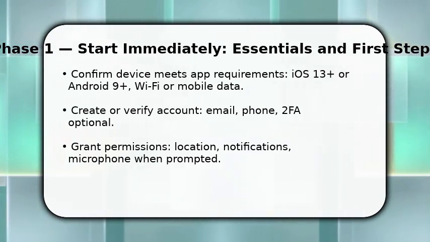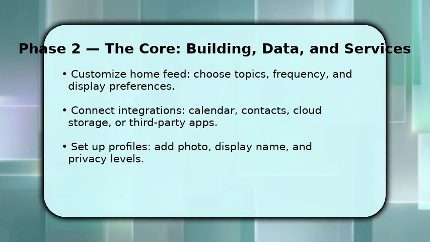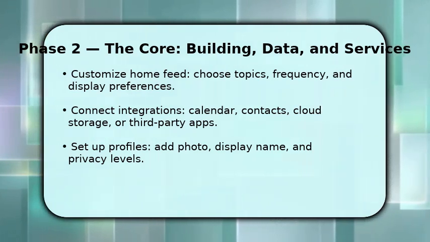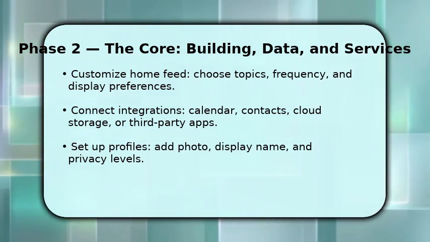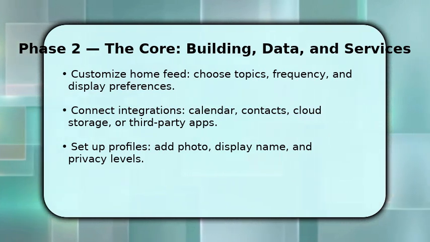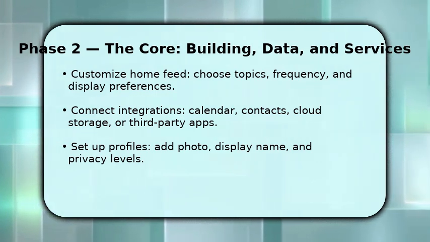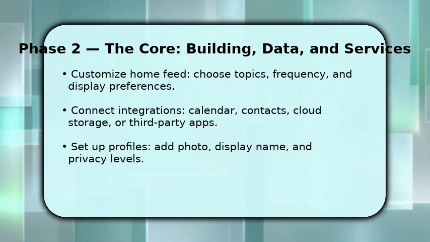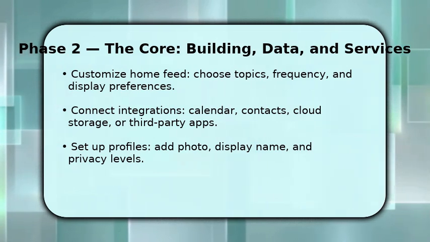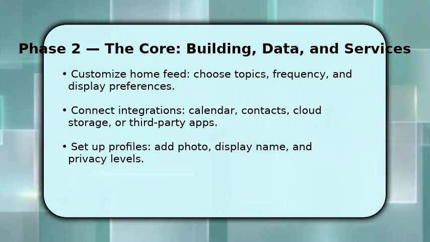Once on the dashboard, configure core features to match how you work. Tap Settings, then personalize your home feed, select topics and set update frequency so you see what matters. Next, connect integrations. Link your calendar and cloud storage so Sara can fetch documents and schedule events. Make sure permission scopes are clear when granting access.